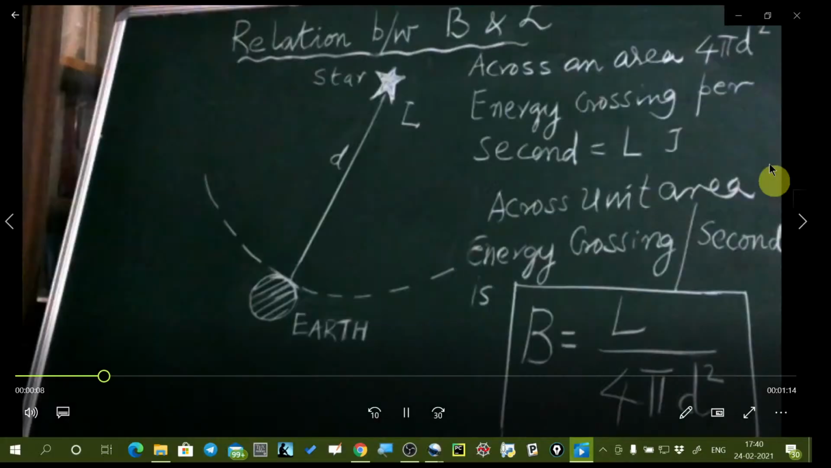Let's now look at the relationship between brightness and luminosity. Consider a surface area of the sphere.